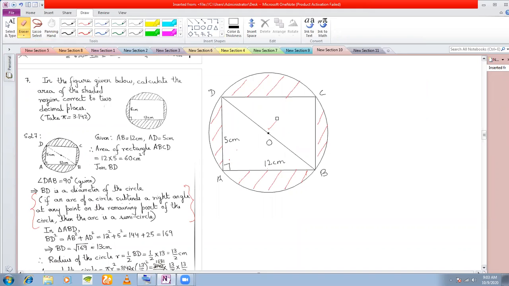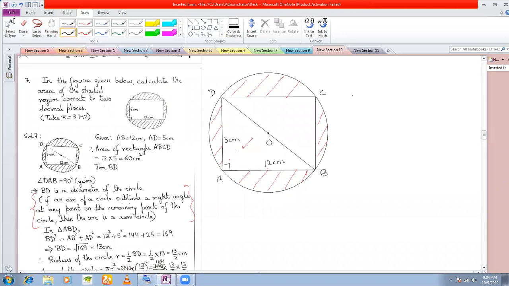And how do I find BD? BD is the hypotenuse of this triangle ABD, so you can find out the hypotenuse by Pythagoras theorem. And the hypotenuse is also the diameter. Once you get the length of the diameter, you can find out the length of the radius also. So let us proceed to find out the length of the diameter.